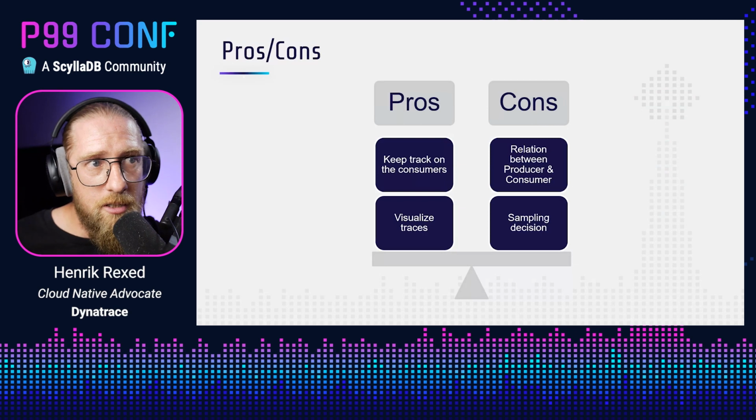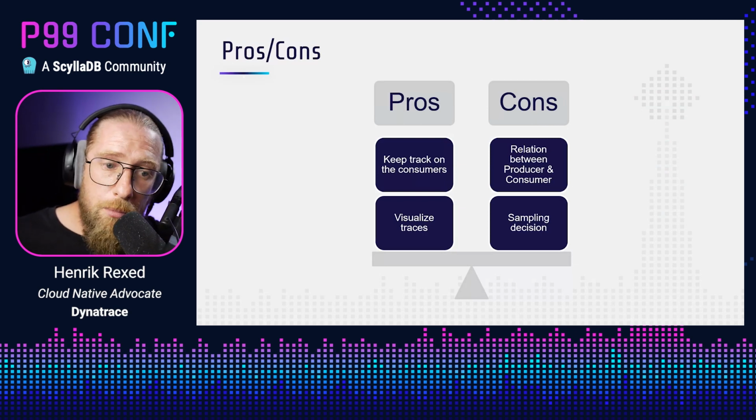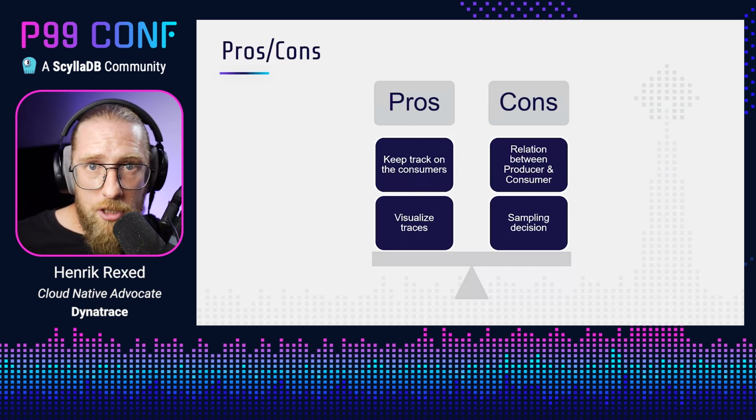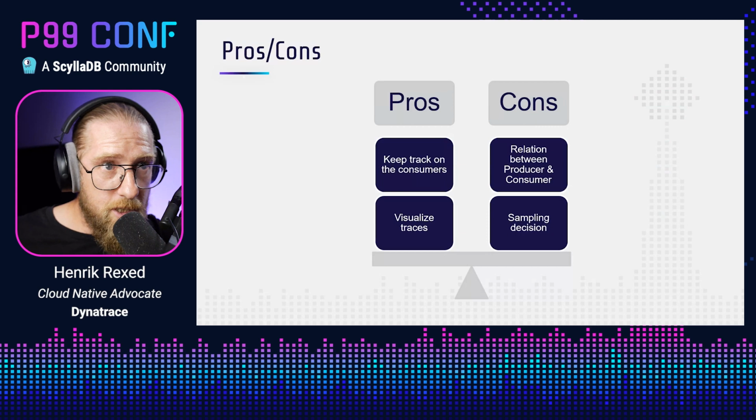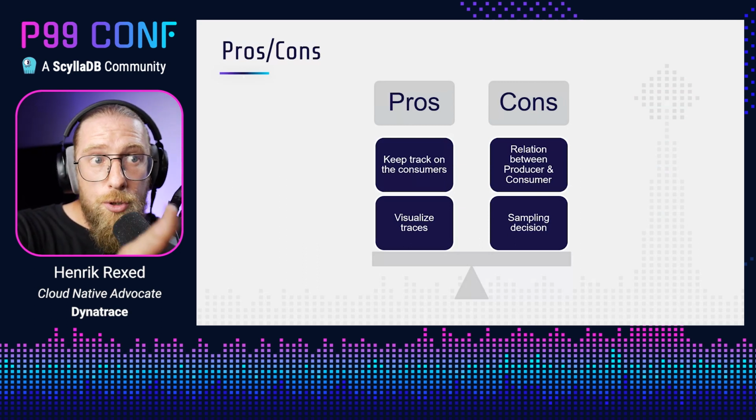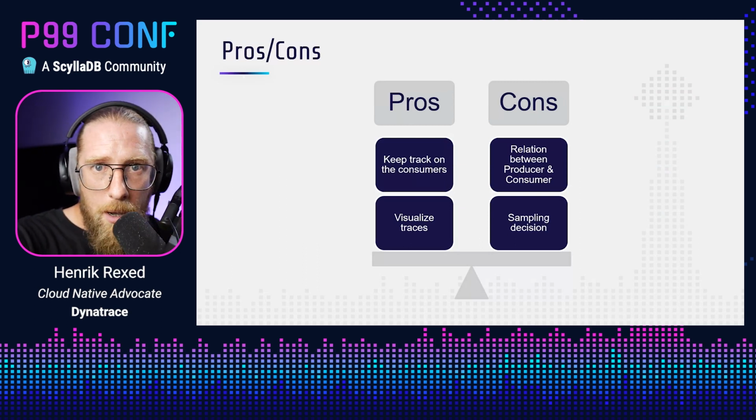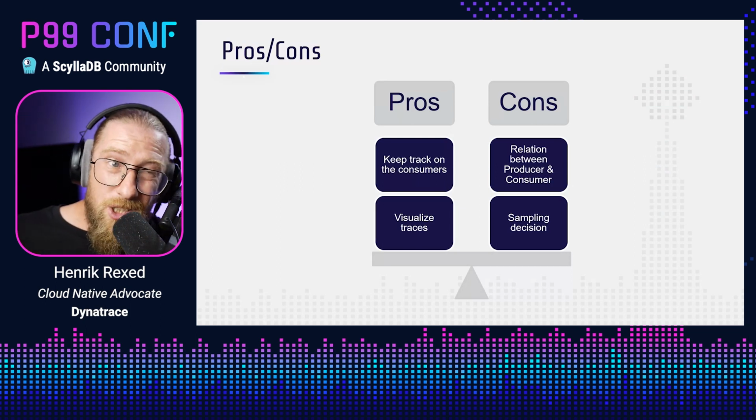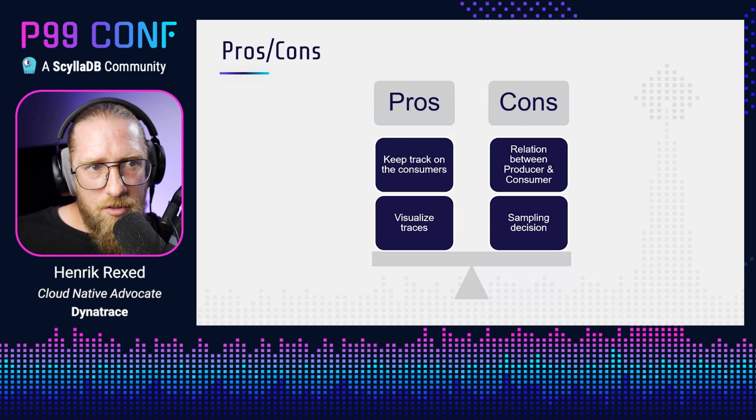So the pros and cons of using span links. So first, you keep track from the consumers to the publisher. That's interesting. Then the second aspect, it improves the visualization, especially if you have long tasks on the consumer side. The disadvantage, I would say, is that you're losing the relationship between the publisher and the consumer. So for one message that I produced, I don't know how many consumers have been triggered. So it is a major disadvantage from my perspective.